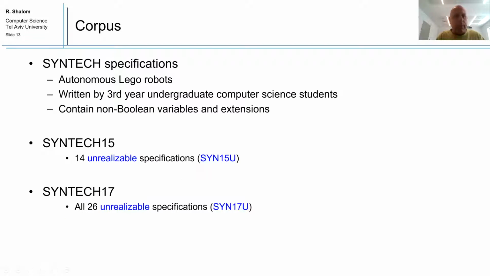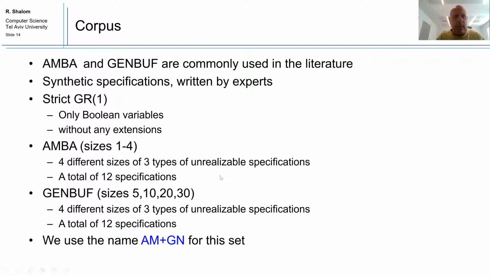Now for our corpus. We first have syntax specifications, which are autonomous Lego robot specifications written by third-year undergraduate computer science students and contain many extensions. Scene 15 new are the unrealizable ones from year 15, and scene 17 new is the same from year 17. We also have AMBA and GenBuff, which are well known in the literature. Those are pure GR1 specifications. Both AMBA and GenBuff have 4 sizes and 3 types of unrealizability. So we have a total of 24 specifications, which we denote AM plus GN.